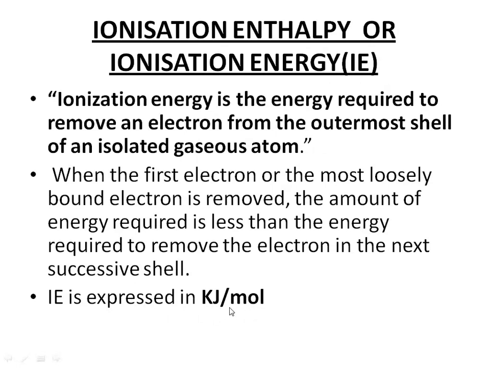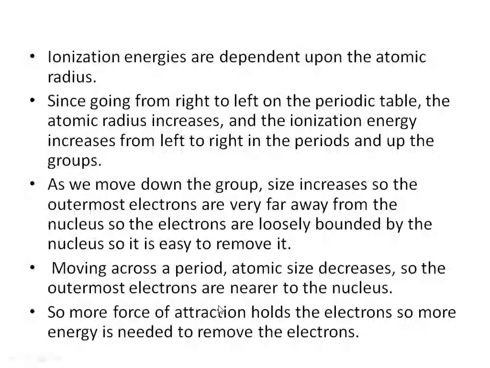kilojoules per mole. So ionization enthalpy is expressed in terms of kilojoules per mole. Ionization energies are dependent upon the atomic radius. Going from left to right of the periodic table, atomic radius decreases, and the ionization energy increases from left to right in the periods and decreases down the groups.